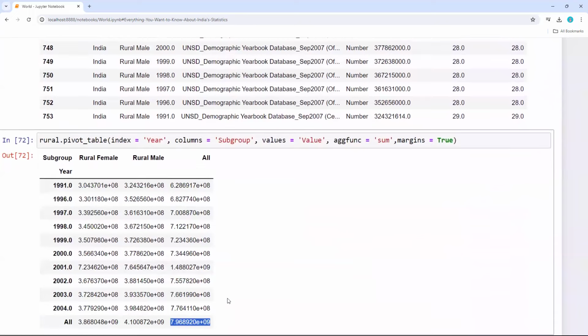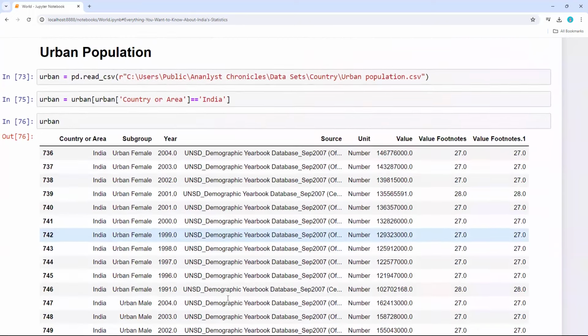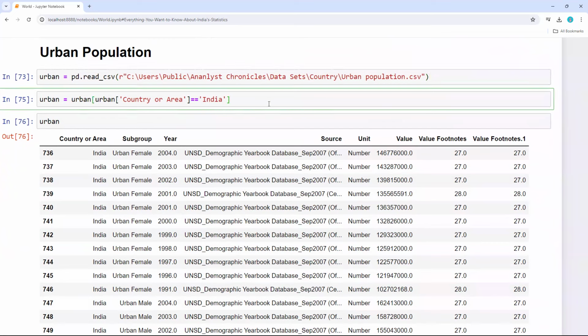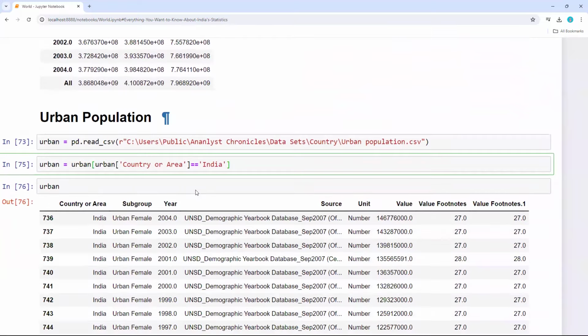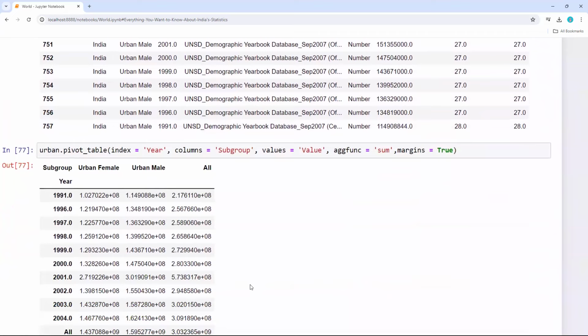If I wanted to look at the same stats for urban, for urban population in India, this is my data set. Same thing, I collected it from World Bank, and also if I wanted to give for the Indian country, this is for urban female. So similarly, same data set, but this is for urban. A similar pivot table I applied, with the same subgroup and year.